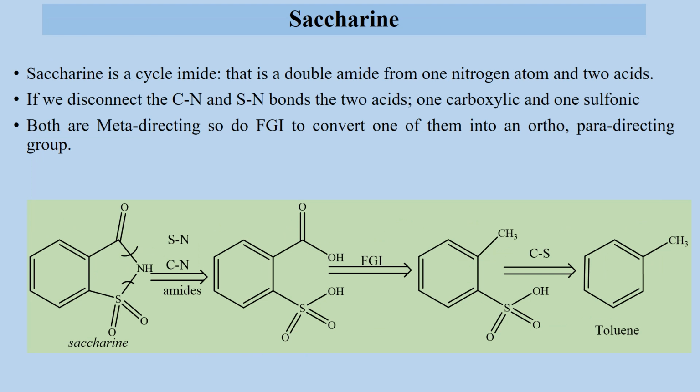Here is another example, saccharine. It is a cyclic imide as shown here. And first is the disconnection of these heteroatoms next to the sulfur and nitrogen on both sides. So the bonds disconnected are the SN and the CN bond. And the molecule which is obtained has a carboxylic acid and a sulfonic group. By FGI, this carboxyl group is converted into an alkyl group as shown here, and when this sulfonic group is disconnected, we get toluene.